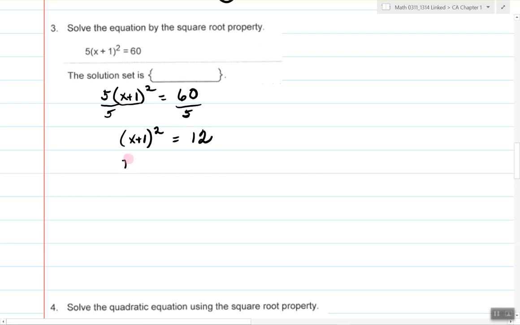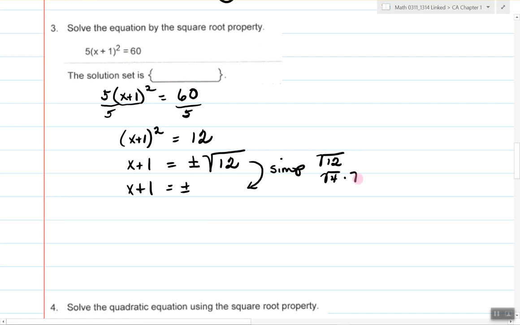Using the square root property, I will take the square root of this, so I just get x plus 1 equals, you have to remember it's plus or minus the square root of 12. Question, can you simplify? And the answer is yes. X plus 1 equals plus or minus, let's see, the square root of 12 is the square root of 4 times the square root of 3, because that's a perfect square factor, so that's 2 times the square root of 3. We did our unit on radicals, and simplifying was important.